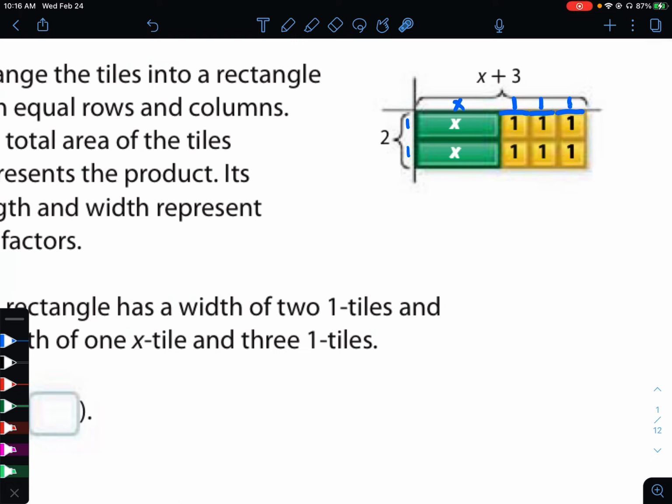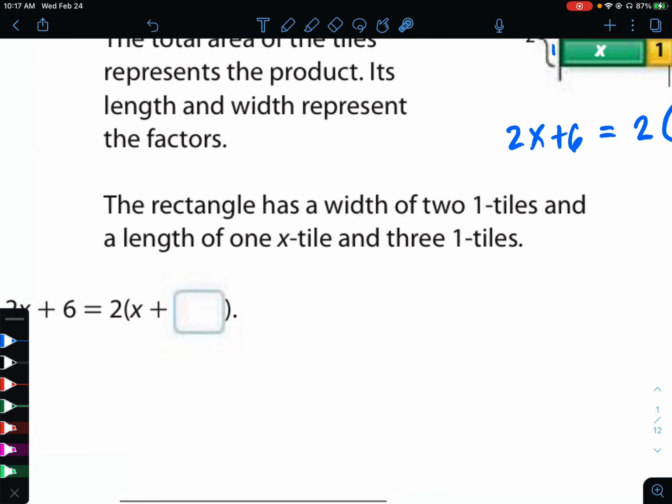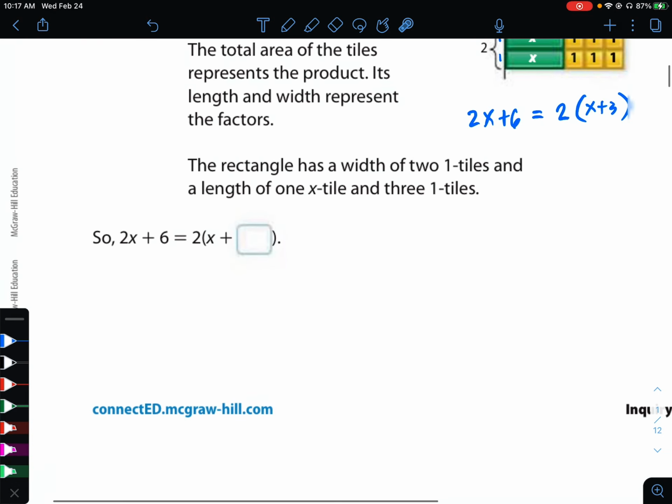Now, let me write that down for you. I have 2x plus 6, which is equal to 2, which is the width, times x plus 3. Now, why are they called factors? Because you are multiplying the width and the length. So I have 2x plus 6 factored as 2 times x plus 3.